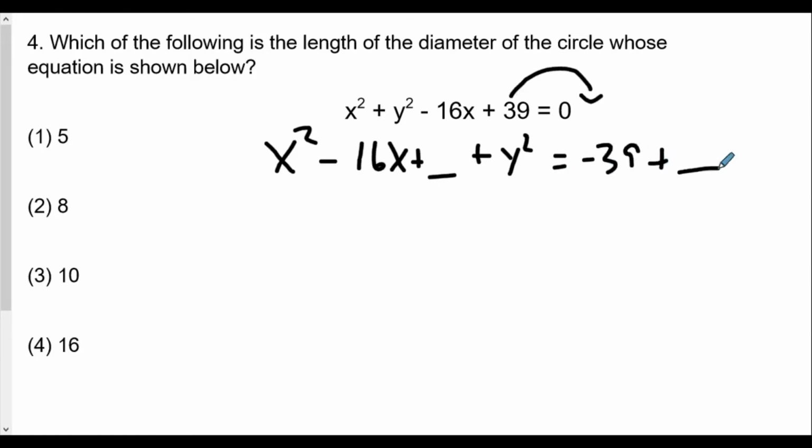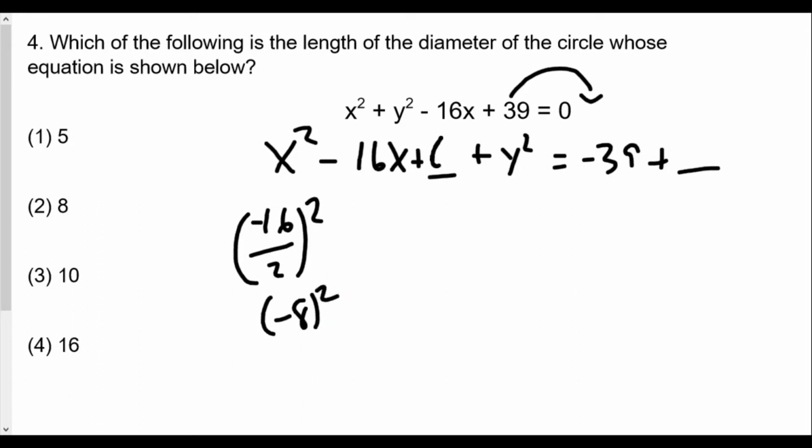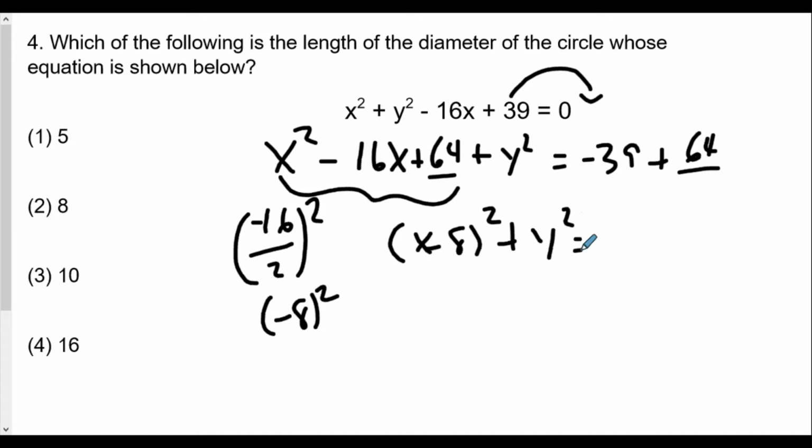plus blank. So here, negative 16 divided by 2 squared is going to be negative 8 squared, or 64. So add 64 to both sides. And so here, factoring this part, we'll get x minus 8 squared plus y squared. Now, 64 minus 39 is 25.